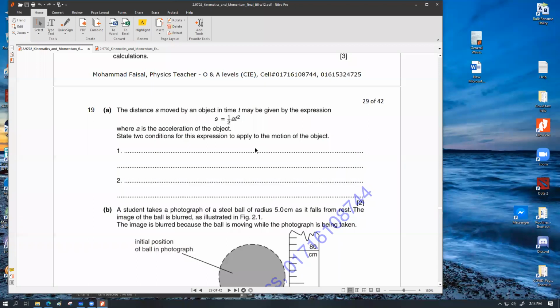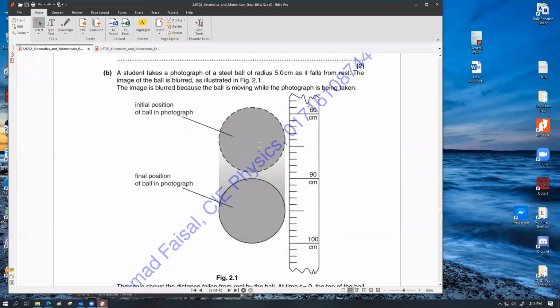So B number. A student takes a photograph of a steel ball of radius 5.0 centimeter as it falls from rest. The image of the ball is blurred as illustrated in figure 2.1. The image is blurred because the ball is moving while the photograph is being taken. This is very important. The image is blurred because the ball is moving while the photograph is being taken.